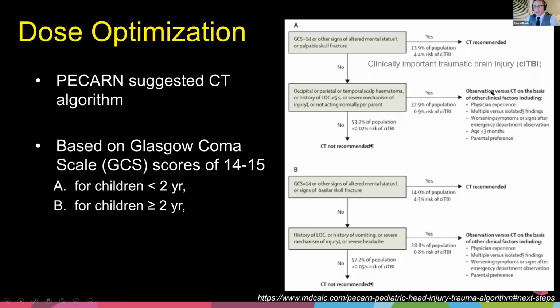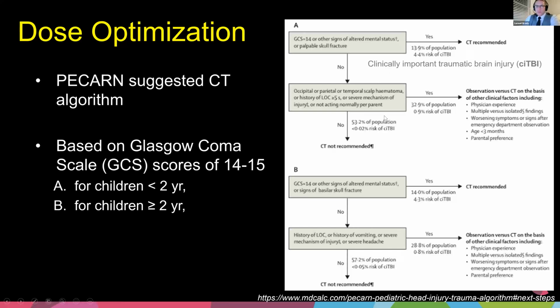And so in this case, really they give some more criteria saying you could still probably observe these patients unless maybe, for example, they're less than 3 months, or the physician isn't as comfortable, and so they just want the CT scan to rule out. But if they don't have these initial criteria of GCS score of 14, etc., and they don't really have scalp damage, or they haven't had a loss of consciousness, then the answer is no, a CT is not recommended.